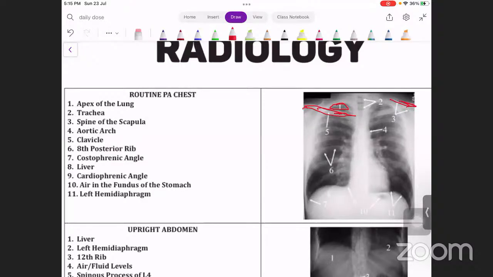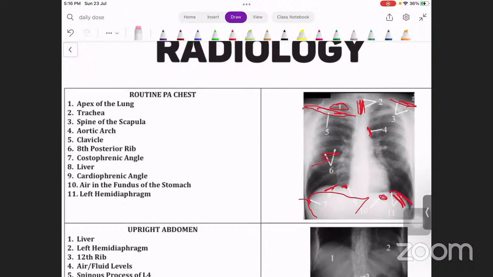And apart from the spine of the scapula, you may also see the tracheal rings. And apart from that, you may see the aortic arch here, and the eighth posterior rib. And apart from that, this is a cardiophrenic angle, this is a costophrenic angle, these are the ribs, and apart from that the liver, which is going on from here, the diaphragm, and air in the fundus of the stomach, and apart from that the left hemidiaphragm.